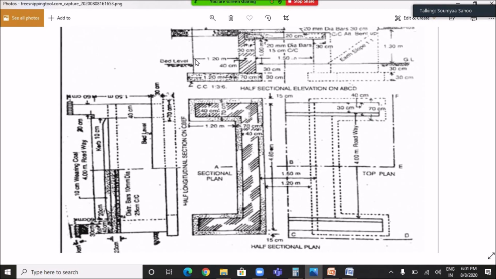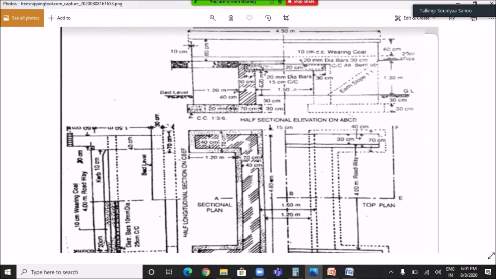The length of the wing wall for which brickwork is done is 1.2 meter. Here see, from this point to this point the brickwork is done for wing wall, and the breadth of wing wall where brickwork is done is 40 centimeter. From the plan it is clearly visible that the breadth of wing wall for which brickwork is done is 40 centimeter or 0.4 meter, and the height is 1.5 meter. In the same manner that I have calculated the height for abutment.